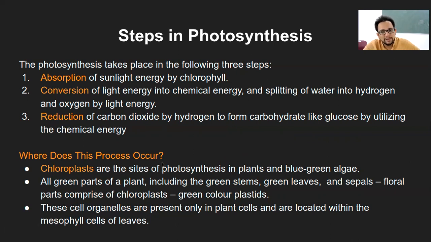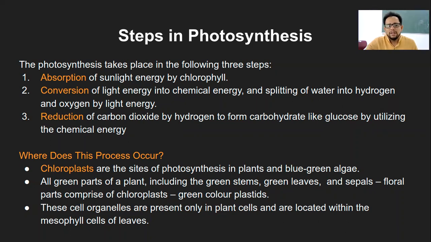So where does this process of photosynthesis occur? It occurs in the chloroplast, which is the site of photosynthesis, and it is the same case with blue-green algae, because they also have a certain chloroplast-like structure. Now, in the case of a plant cell, there might be quite a lot of chloroplasts. In the case of blue-green algae, it might be fewer in number, but still the function remains the same.